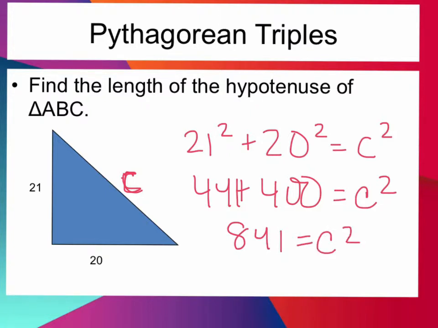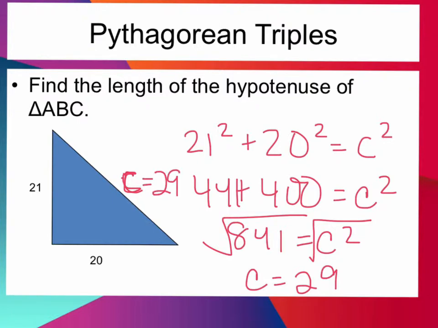And so because I know this is a Pythagorean triple, it should be a whole number. So 841. And now I must take the square root of this side. You remember, we take the square root of both sides. So c should equal 29. Okay, and notice it's a nice whole number. So this is a Pythagorean triple. I know there's one that's 3, 4, 5. Yeah, 3, 4, 5 is a Pythagorean triple as well.